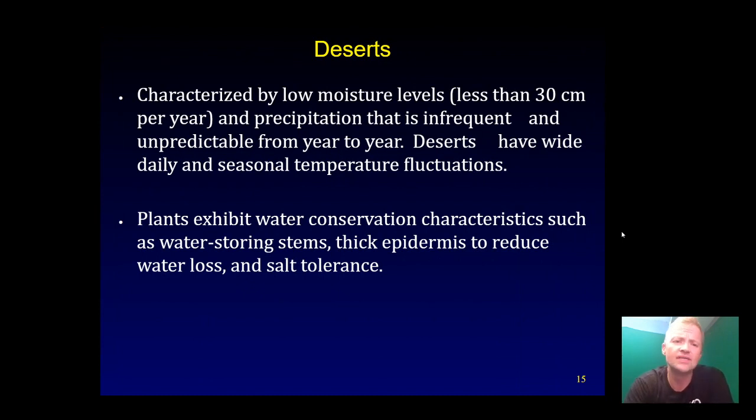The third big one we'll definitely talk about is deserts, characterized by low moisture levels, less than 30 centimeters per year, and precipitation that's very infrequent and unpredictable from year to year. Deserts have wide daily and seasonal temperature fluctuations. During the day, it gets very, very hot. Sometimes at night, it gets very, very cold.